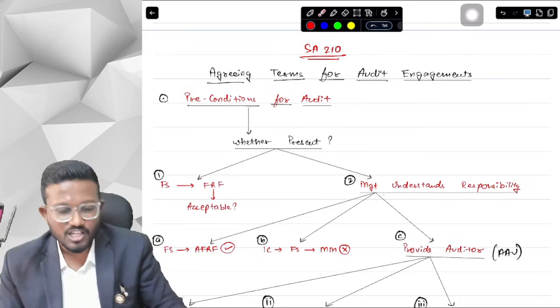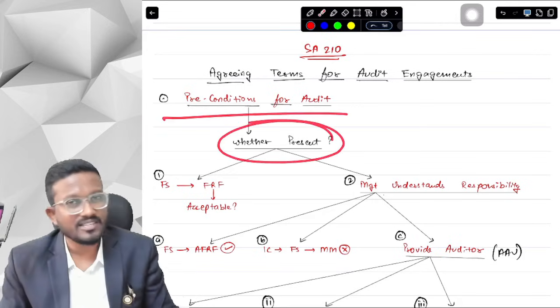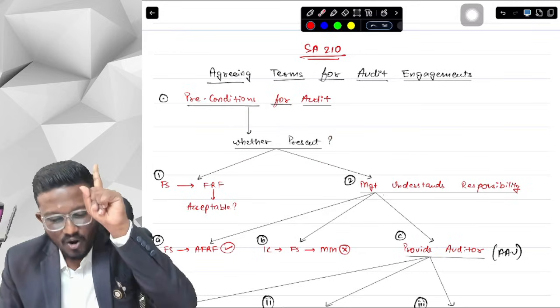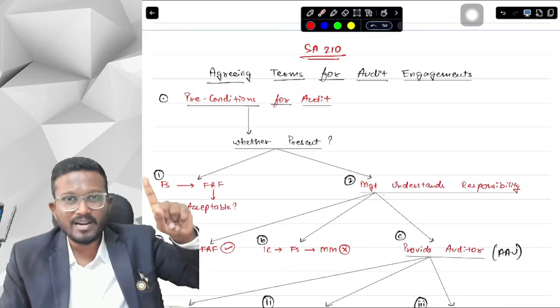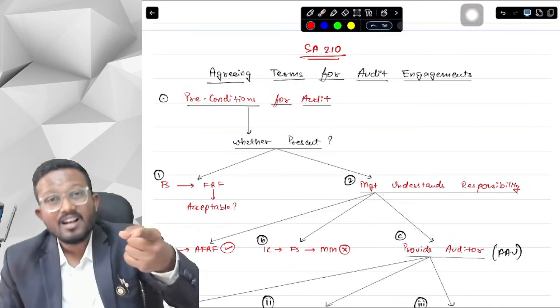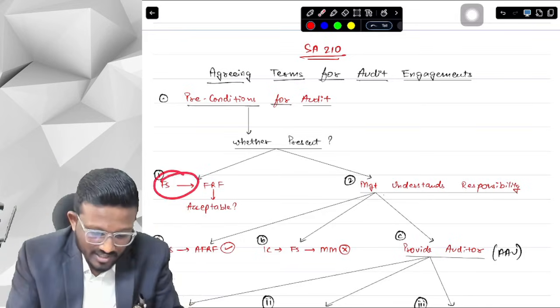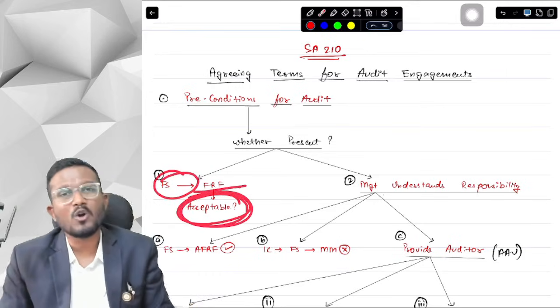What are the preconditions for audit, sir? We have to see whether they are present or not. First of all, as I already told you, financial statements are prepared as per FRF. So we will have to check the FRF that is used to prepare the financial statements. Is the FRF acceptable or not?